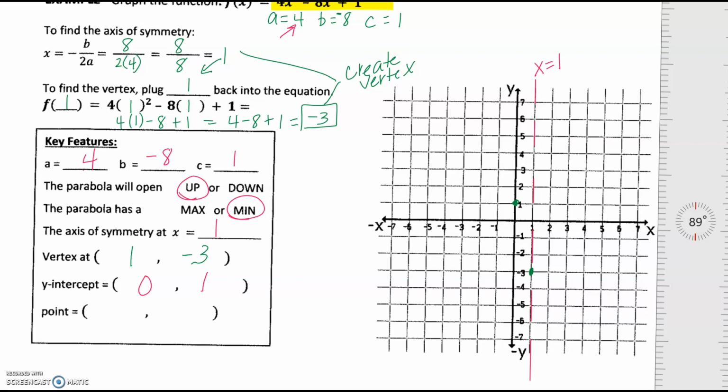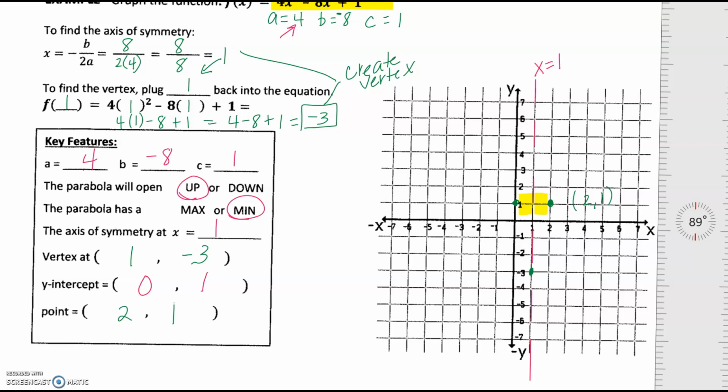Okay, how do we get our other point? This is the part where you really have to pay attention. When I look at my axis of symmetry, if I go 1 to the left, that's my y-intercept. For something to be symmetric, it means I can also go 1 to the right and put a point. When I go 1 to the right, I identify that point as (2, 1). It makes that symmetric. Okay? So that's my other point.